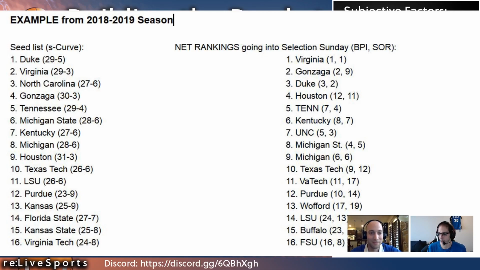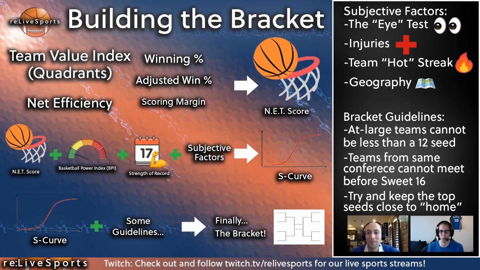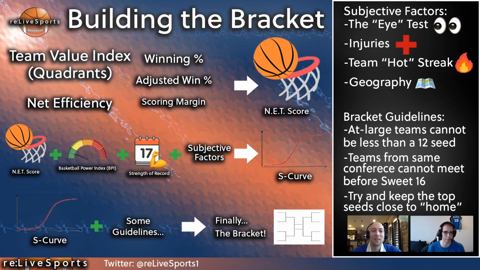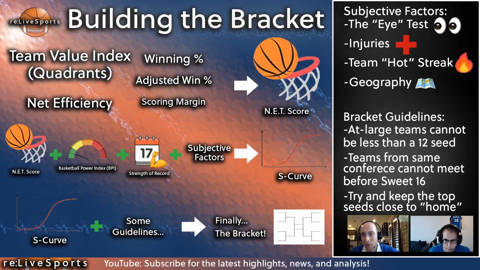All right, so let's do a quick recap here. So to quickly recap, yes, this process is extensive, right? But you can break it down into a couple steps. So Justin, quick recap for everybody. So the selection committee will primarily use the NET, the NCAA Evaluation Tool, to create the seed curve that they eventually fill in the bracket.